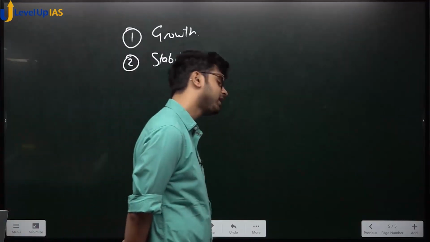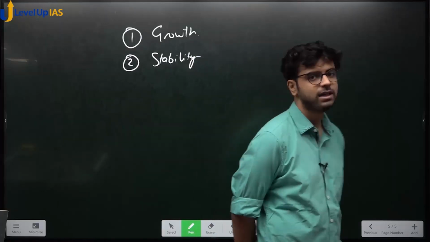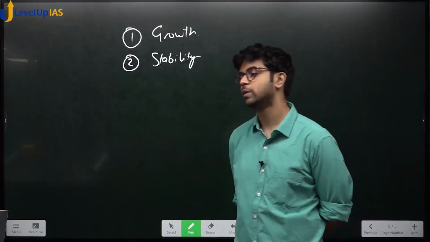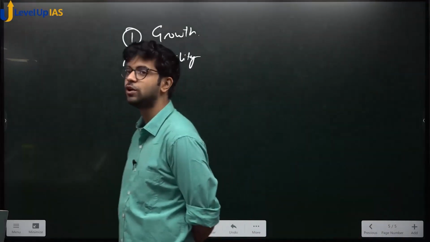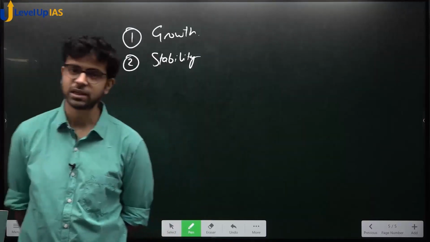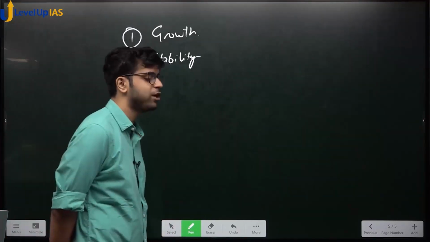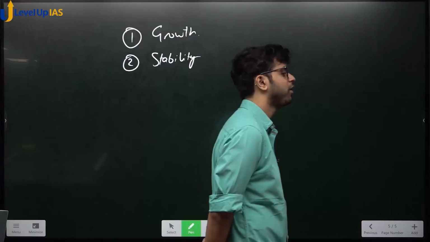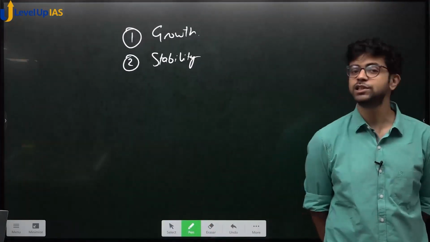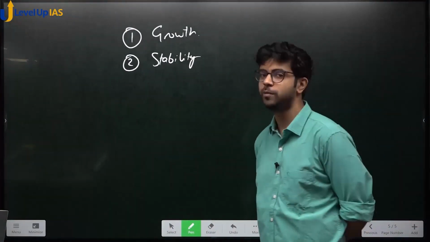RBI के हाथ में interest rate है, government के हाथ में tax rate है. ठीक है? UPSC also asks questions that which of these are controlled by RBI, and one of them is tax rate. So tax rate is not controlled by RBI. Tax rate is a part of fiscal policy. Tax rate is a part of government intervention. Interest rate is not controlled by government. Interest rate is controlled by RBI.